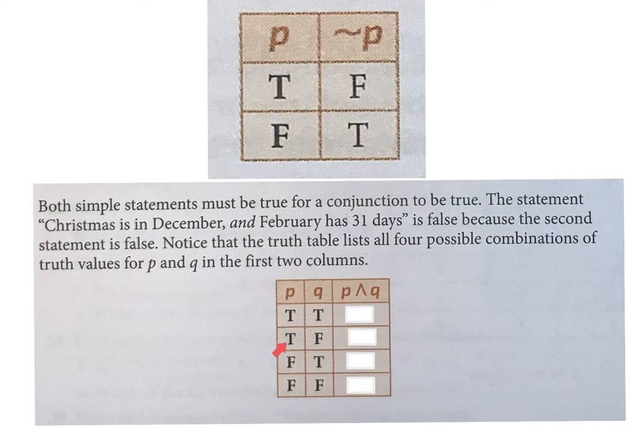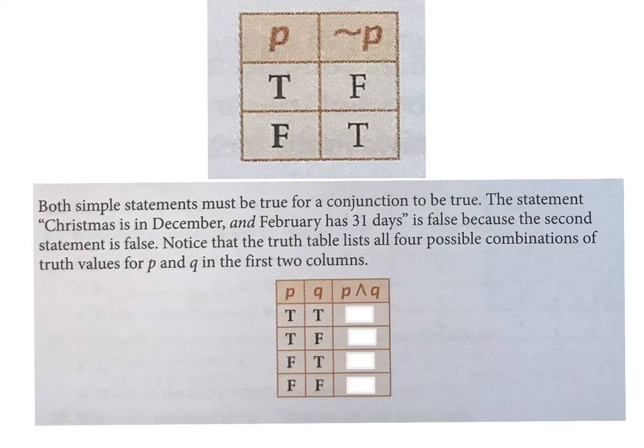Or the first one could be true and the second one could be false, right? What happens if the first one's false? Well, it could be false and the second one could be true, or they could both be false. So when you have two statements, these are your groupings: true, true; true, false; false, true; false, false. Those are your combinations of those two statements, all right?